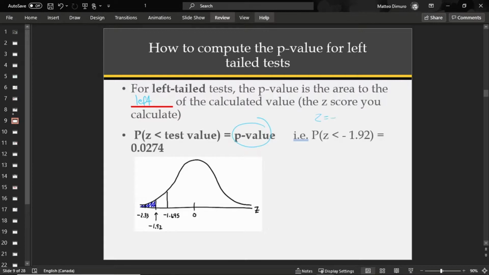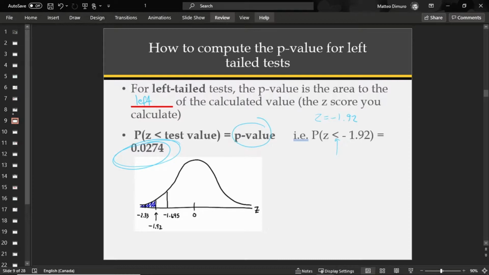So for example, let's say you do your work, you find a z-score of negative 1.92, and you're doing a left-tail test, so you're looking for the probability that z is less than negative 1.92. Now go look that up on the table, and you're going to get 0.0274. Go ahead, pause the video, check it out.